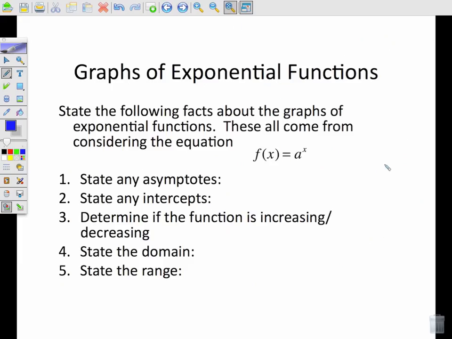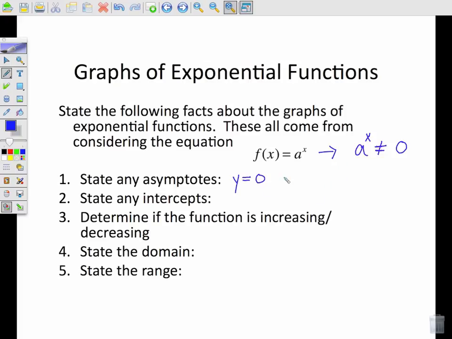Let's look at what we got going on here. The graphs of exponential functions. State the following facts about the graphs of exponential functions. These all come from considering the equation f of x equals a to the x. State any asymptotes. With this exponent, no matter what we do, we'll never be able to get a 0 from it. So that would tell us that the function cannot equal 0, or y equals 0, because we're never going to be able to evaluate and get an output of 0.